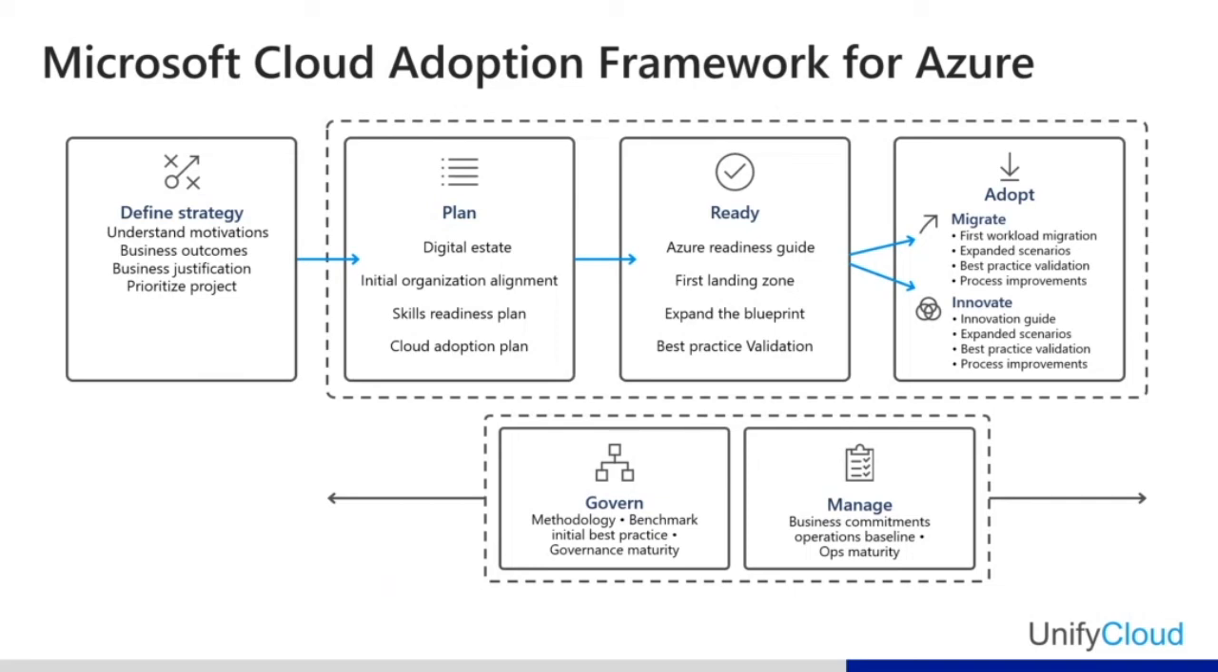If we talk about strategy first, it is mostly about business strategies, like talking about motivations, what business outcomes customers are looking for, and then also considering the business justification and priorities they are working on. Based on those strategies, priorities, and outcomes, we build a cloud adoption plan.